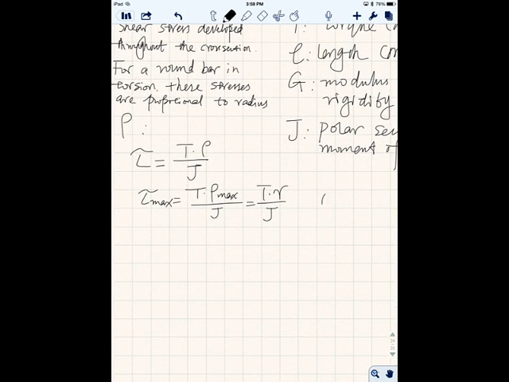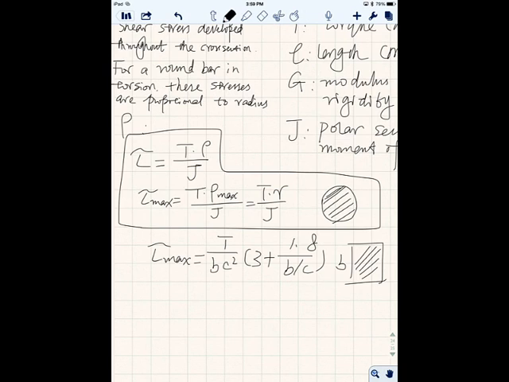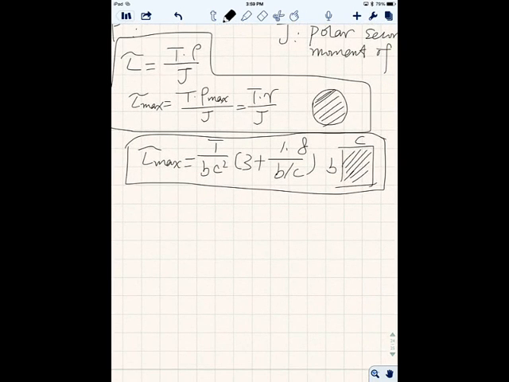Now that's for a circular cross-sectional area. You have this. If you have a rectangular one, this is the equation we need to use, but I don't think I'm going to have any example that requires you to use this definition, just to let you know.